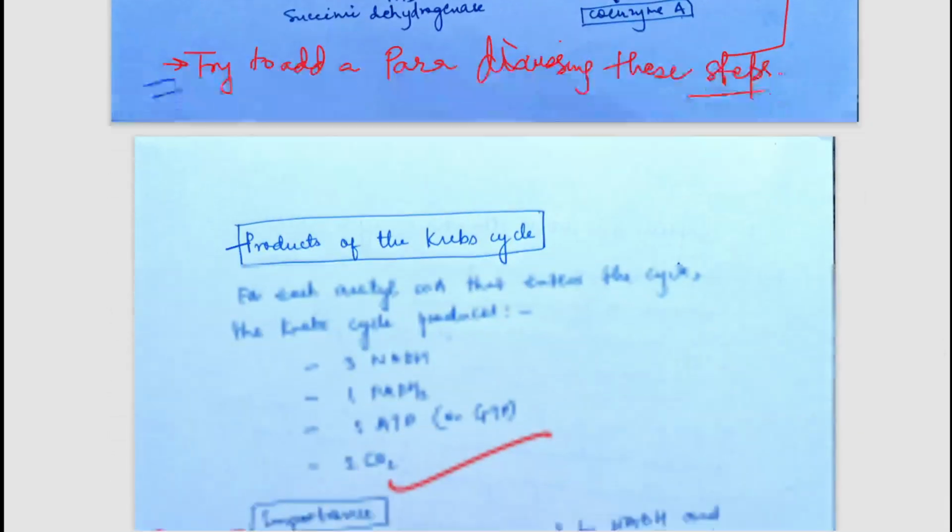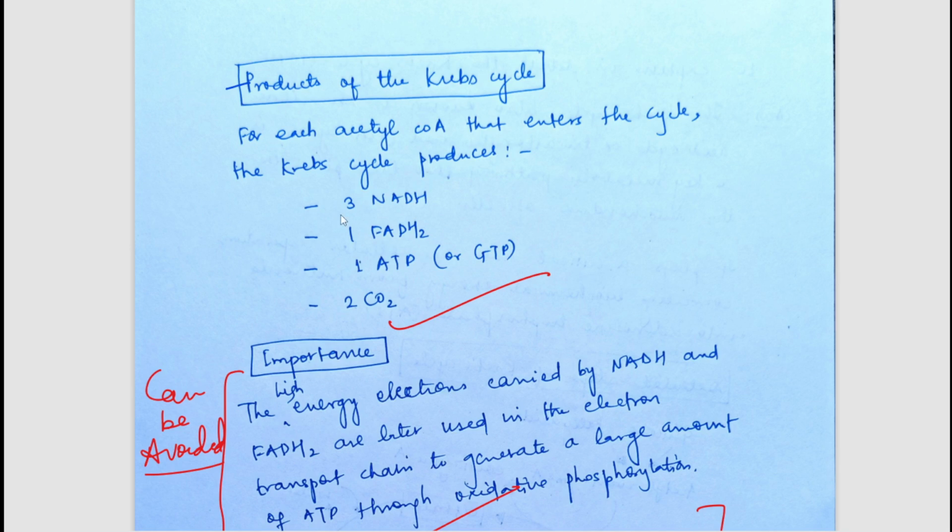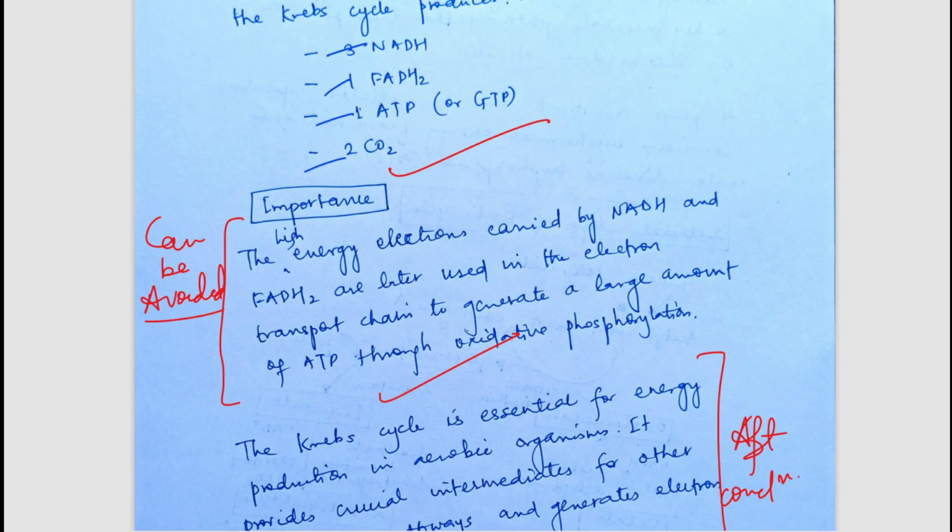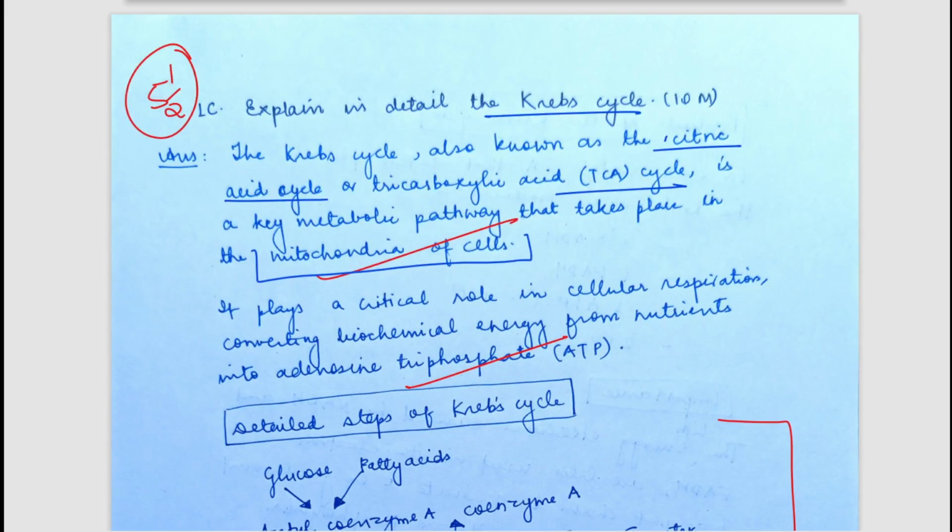That helps. Now products have been mentioned, that is 3 NADH, 1 FADH2, 1 ATP, 2 CO2. And importance has also been mentioned, but you can see in the question, importance was not directly asked.